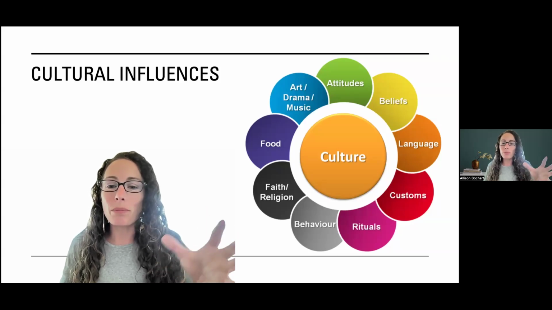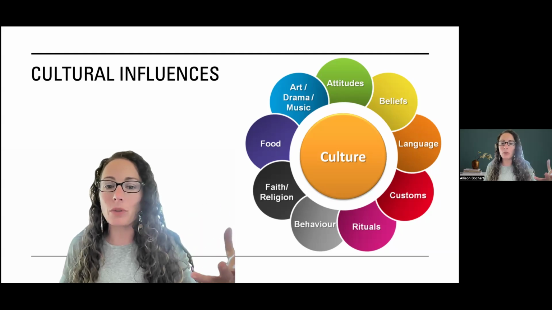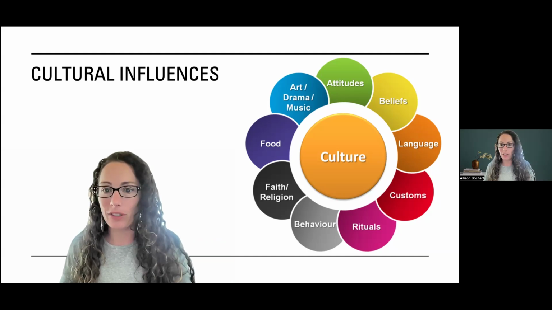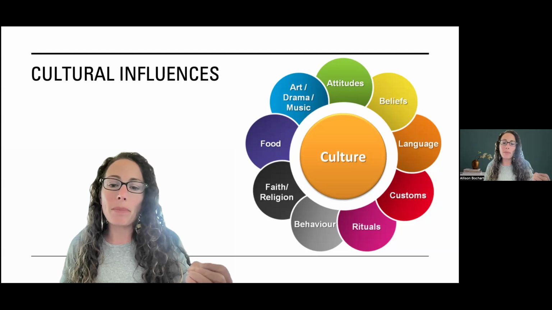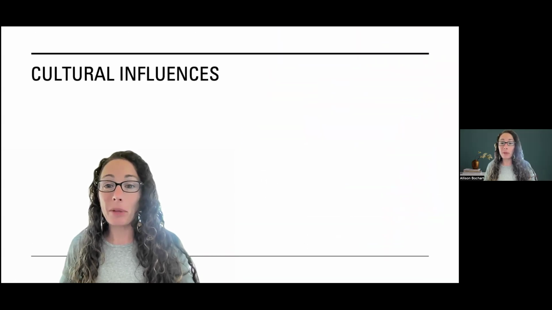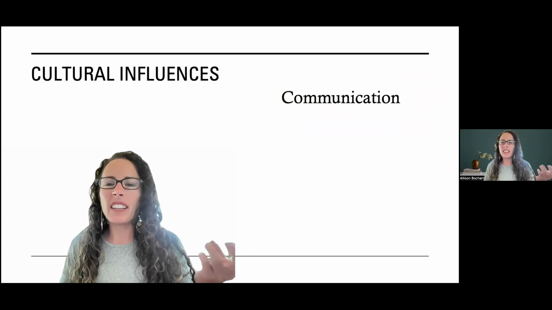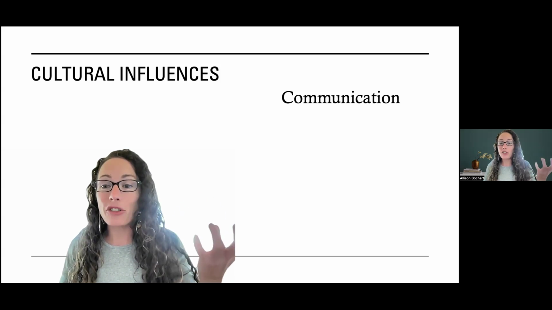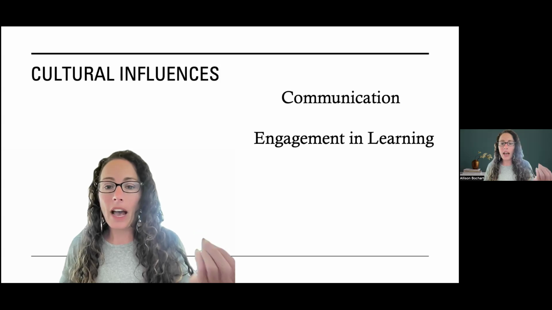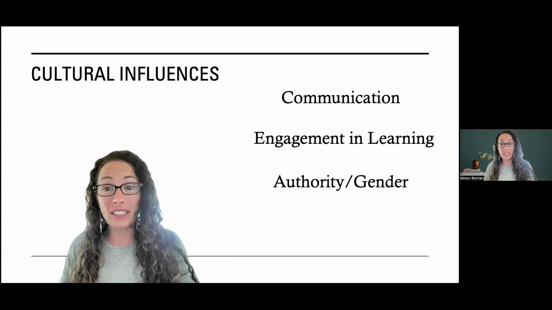Culture refers to the broad ideals, beliefs, and values which influence an individual or group's attitudes, perceptions, and actions. Different cultures shape how students and families interact and view situations. This includes things like communication styles, for example, eye contact, personal space, etc. The way students engage in their learning. They may want to work in teams or find working in teams uncomfortable and want to work in isolation. How they view authority or gender may be significantly different.